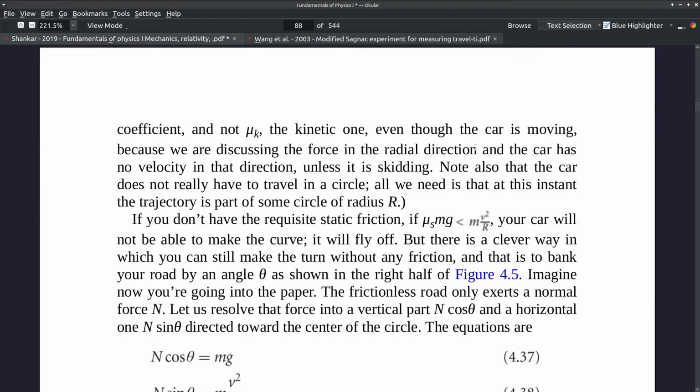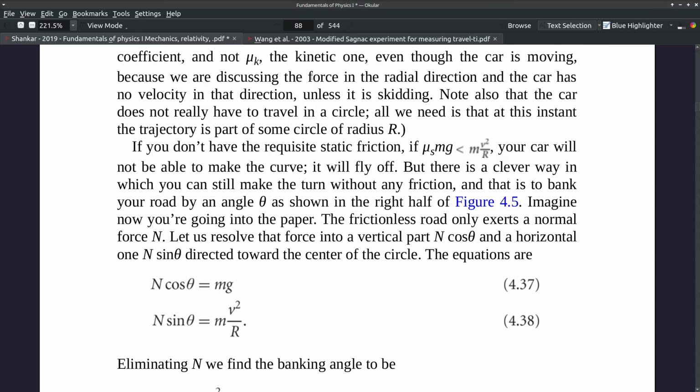Even though the car is moving, because we are discussing the force in the radial direction and the car has no velocity in that direction unless it is skidding. Note also that the car does not really have to travel in a circle. All we need is that at this instant, the trajectory is part of some circle of radius r. If you don't have the requisite static friction, if mu s mg is less than mv squared over r, your car will not be able to make the curve.